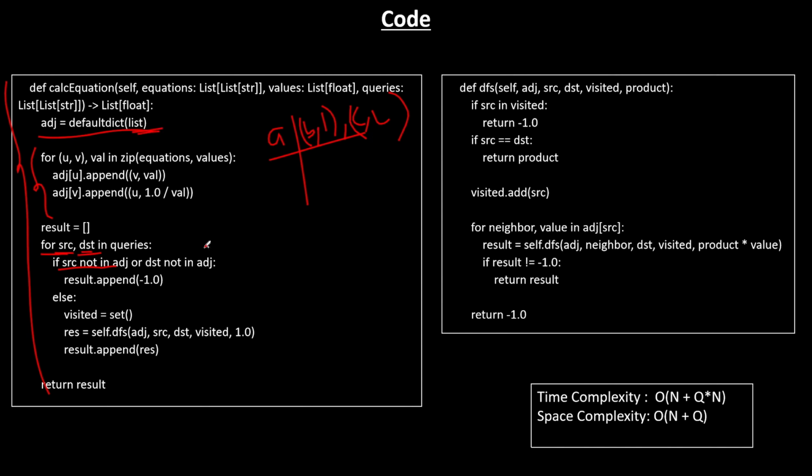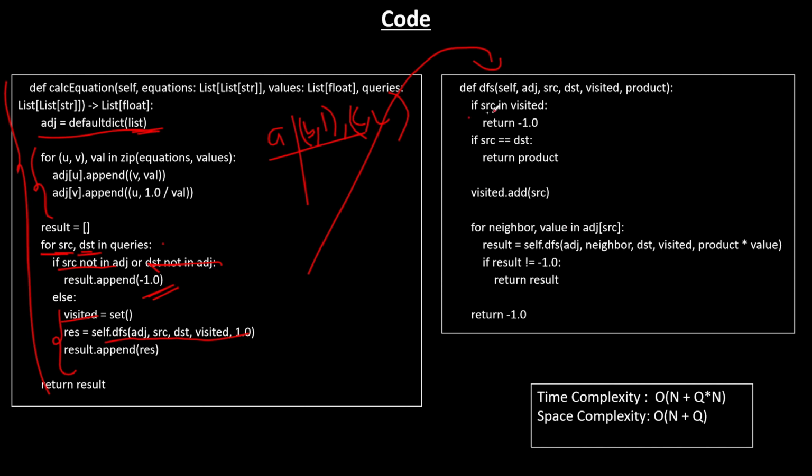I hope now you understood what we are trying to do here. And if the values are not present, we append -1 to the particular query. Otherwise, we take a visited set for the unique values always. We call the DFS function here for this particular query. And what happens in the DFS call here?